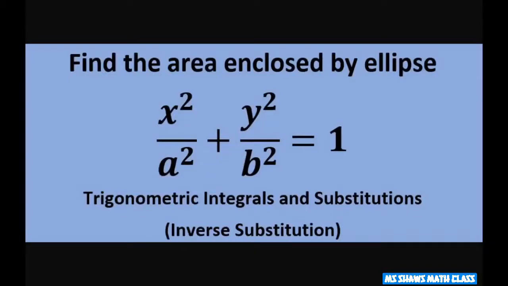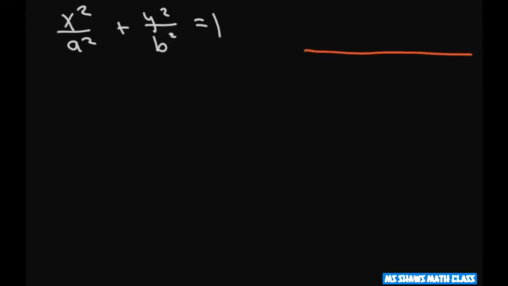Hi everyone, we're going to find the area enclosed by the ellipse given. So let's look at this. We have x squared divided by a squared plus y squared divided by b squared equals 1. Now I'm going to draw the ellipse a little bit, or an example of it.